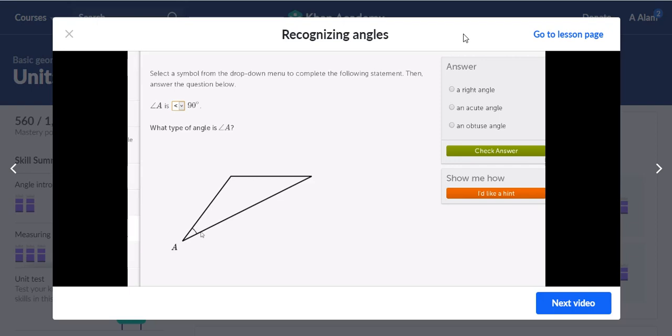So angle A, it's less than 90 degrees. So an angle less than 90 degrees is an acute angle. If it was exactly 90 degrees, it would be a right angle. If it was larger than 90 degrees, it would be an obtuse angle. So I will go with acute angle. We got it right.